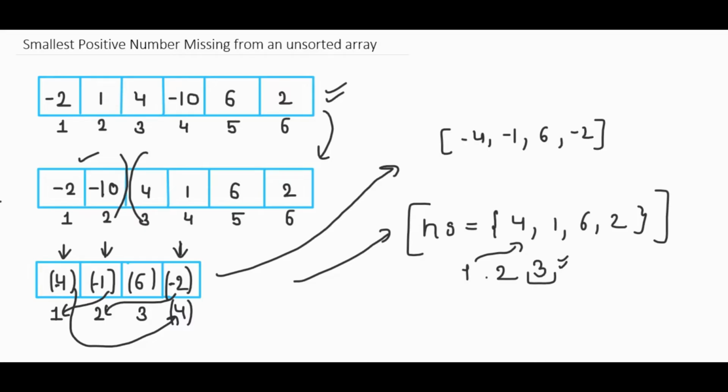Okay. Now what we will do is, we will travel this array and we'll find the first element which is positive and return its index. So it is negative, it is negative, we came here, this is positive. So we will return 3, as we have indexes 1, 2, 3 and 4. So the answer will be 3.